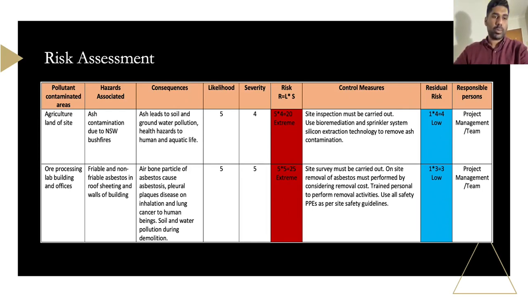At last, there is the ore processing lab building and offices, which were constructed with asbestos material, which is very toxic and can cause lung cancer by inhalation in human beings, and also cause soil and water pollution during the demolition process. So the best possible solution for asbestos control is removal from the site, but the cost of removal must be examined with the consultation team, and extra precautions must be taken during removal, as it is very toxic material, and all the safety guidelines must be followed.